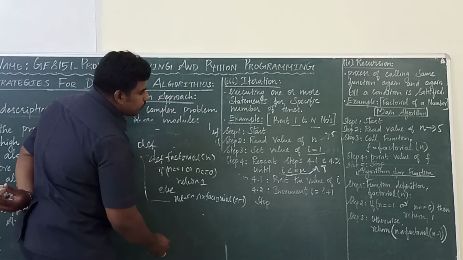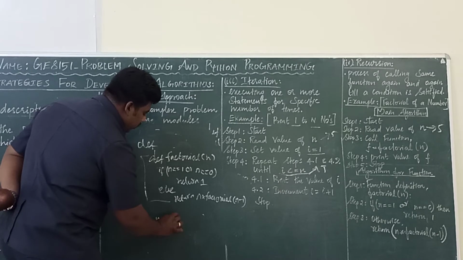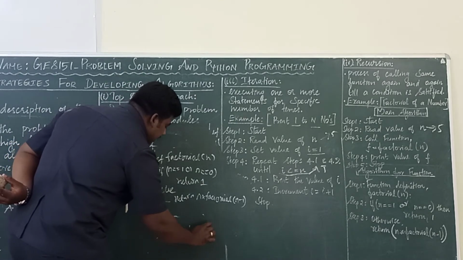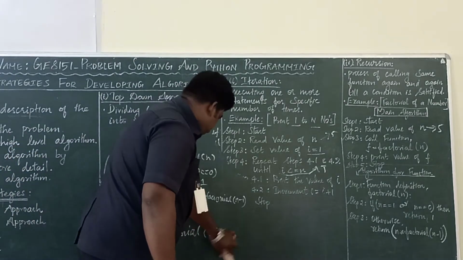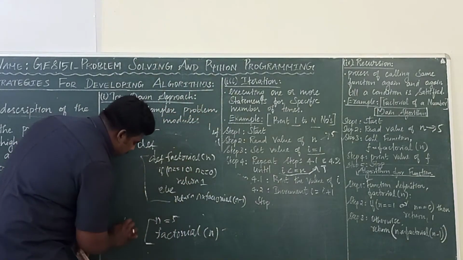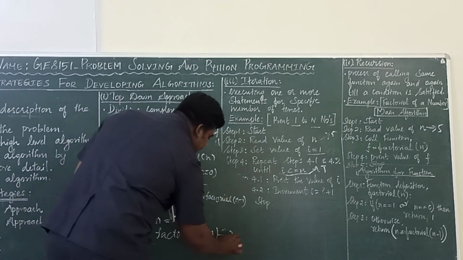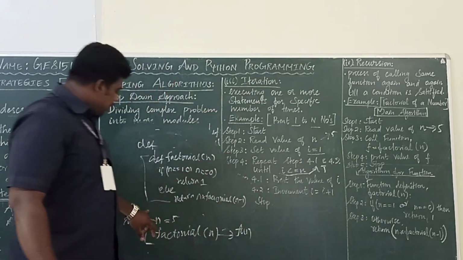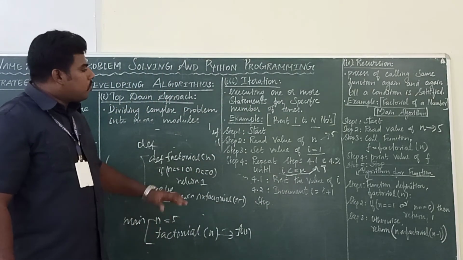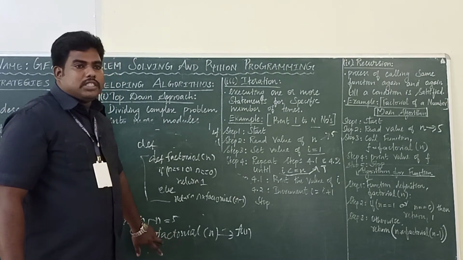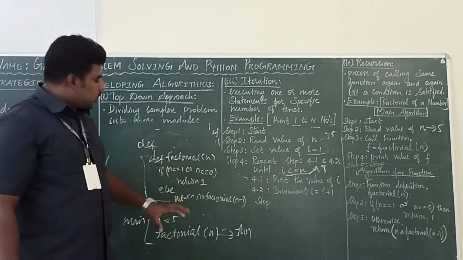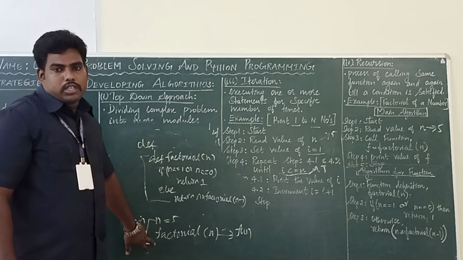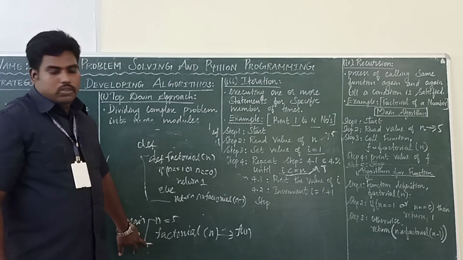And in the main program, n equal to 5, factorial of n. Okay. This is the main program. This is the function call. So the first step, start the program, get the input. What's the n value? n value equal to 5. Now call the function. What I already told in the function concept, function definition cannot be executed till this function call executes.